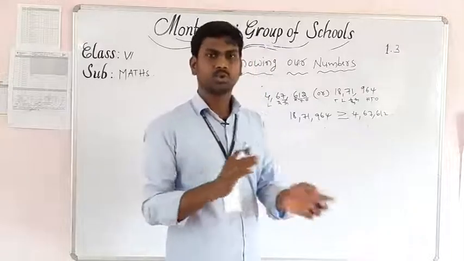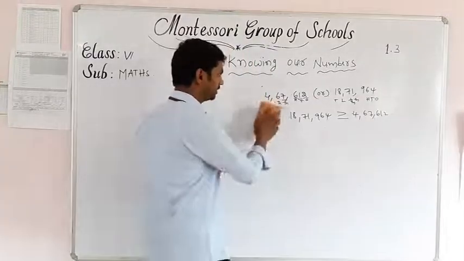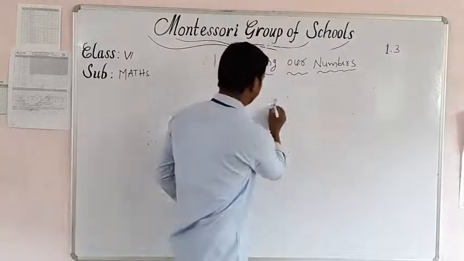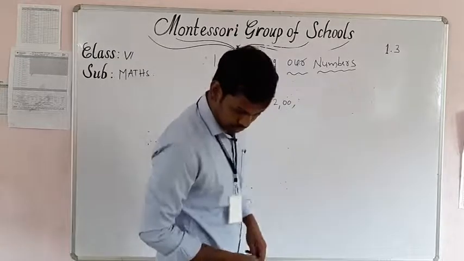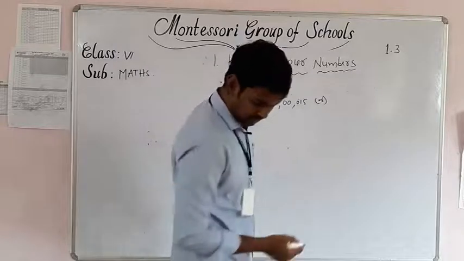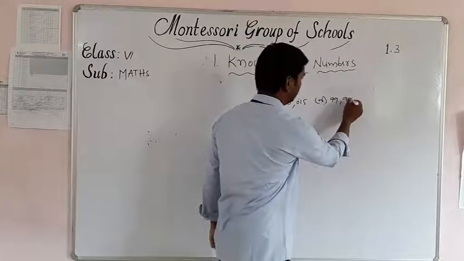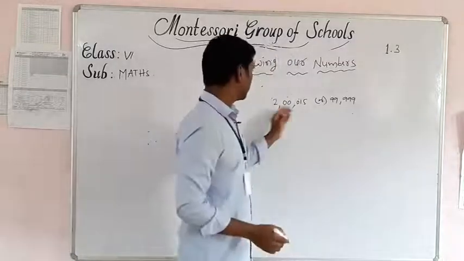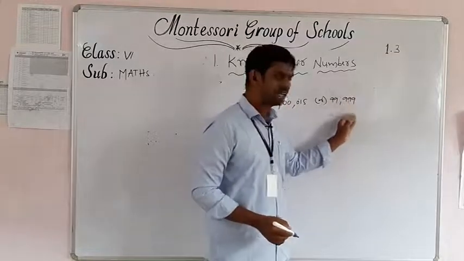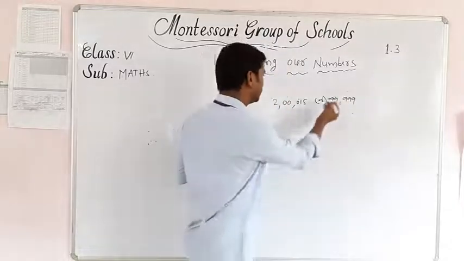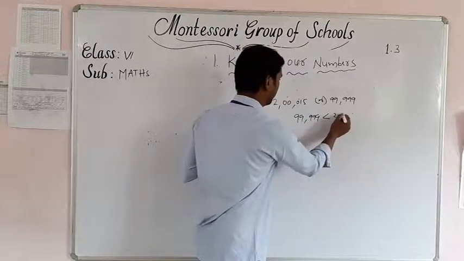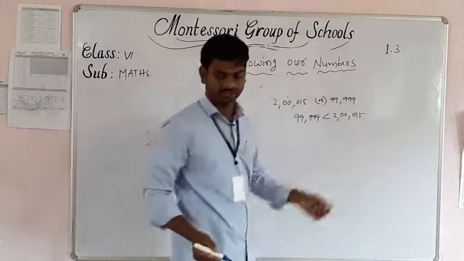Same, like which is smaller among these two? Again they have given two numbers in the next bit, asking which is smaller. The numbers are 2,00,015 or 99,999. See, if I write commas here, it is very easy to read the number. So this is 2 lakhs 15, and 99,999 is the smaller. So 99,999 is less than 2 lakhs 15. This is the answer.